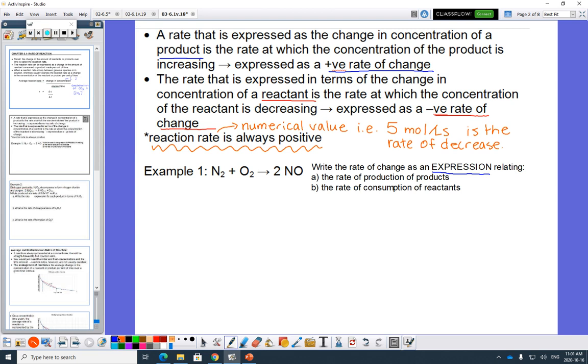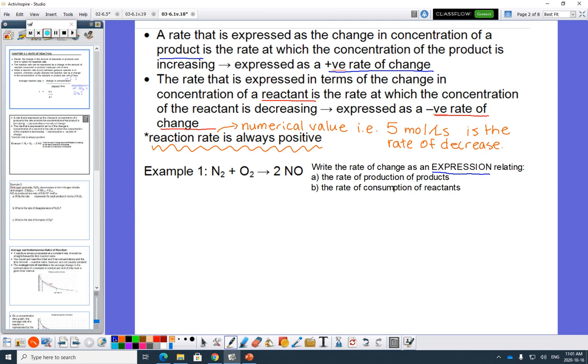Here, we have no numerical values for rate. All we're given is the equation, and we're asked to write an expression. So it says write an expression for the rate of production of products and the rate of consumption of reactants. It doesn't matter which one you choose. It's essentially the same thing because we're going to follow this stoichiometric ratio here, 1 to 1 to 2. But I'm going to show you both, and you can pick whatever you like, okay?